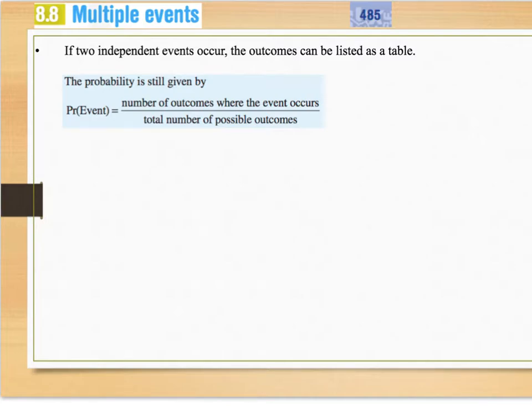The probability is still given by the probability of the event is the number of outcomes where the event occurs divided by the total number of possible outcomes. Again, just a formula. As soon as you look at the examples, it will make more sense.